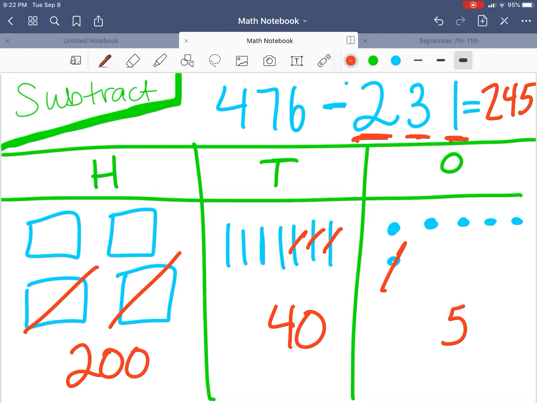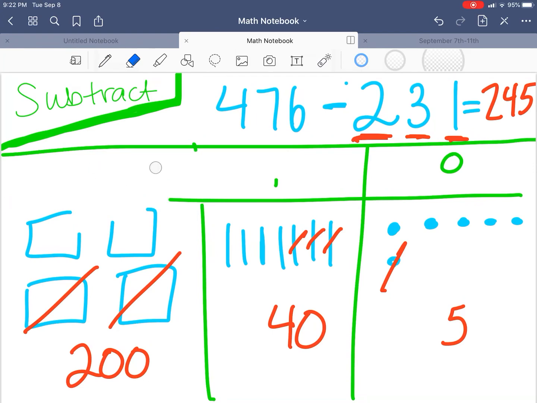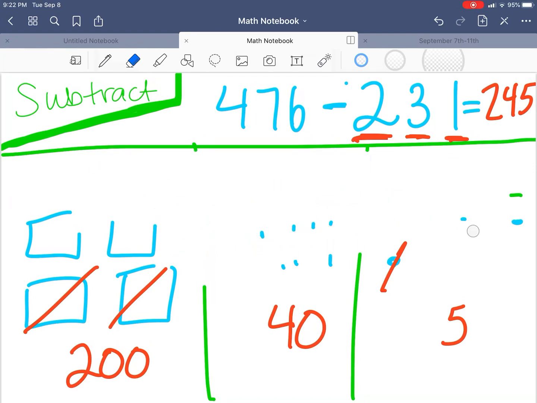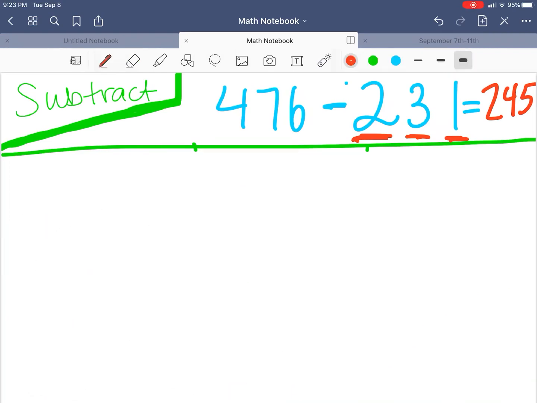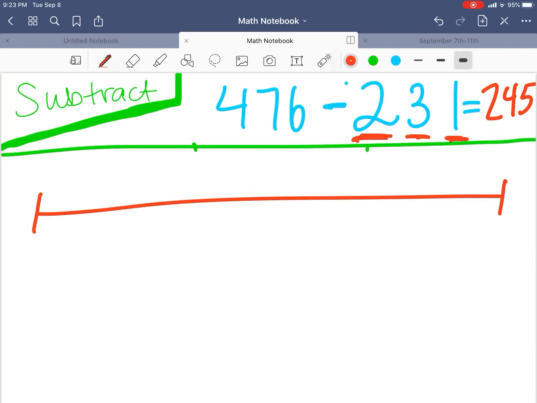All right, my friends. All right, so now what I want us to do is subtract these same numbers using a number line. All right, so I'm going to show you what that looks like. Okay, so I'm actually going to show you 2 different ways that you can do it. All right, so you have a number line. All right, so you are going to start at the end. So this is where we start. This is where we end. You're going to start at the end when you subtract.